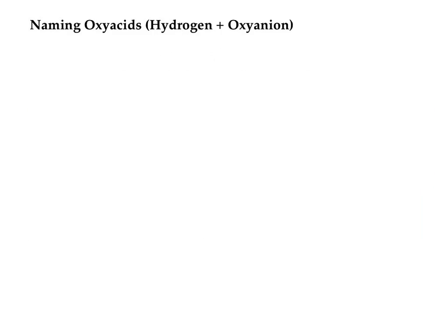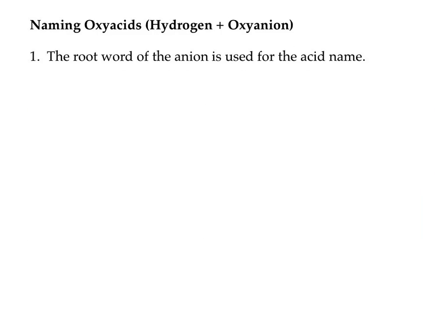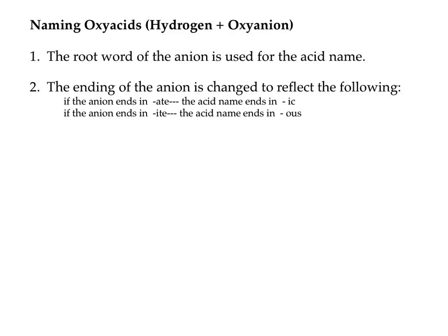So naming these, we have hydrogen plus one of the polyatomic ions, the oxyanions. The root word of the anion, whatever anion it is, is used for the name of the acid. The ending is changed to either ic or os. Ate changes to ic, ite changes to os. And then you add the word acid at the end.